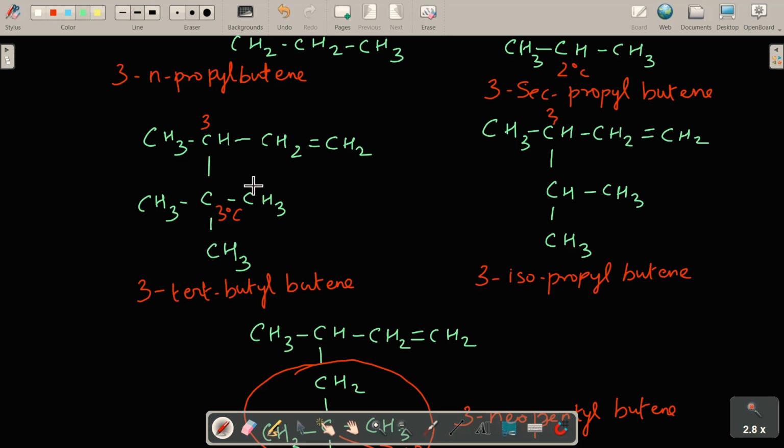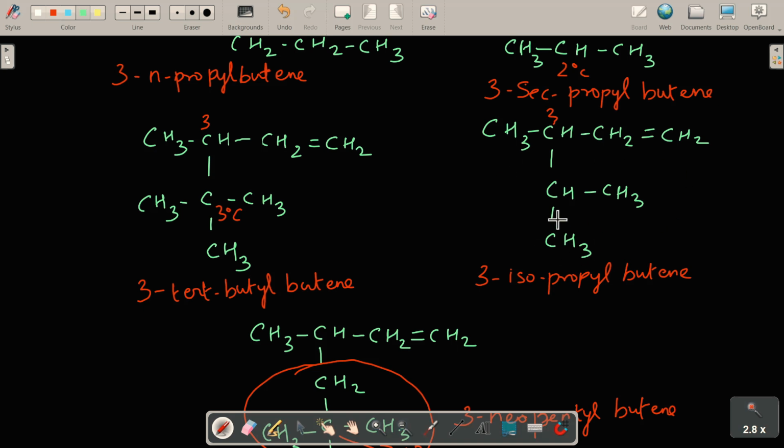Okay. When you take this compound, it is a tertiary carbon atom. So it is 3 hyphen tertiary butyl. It is 1, 2, 3, 4. You have 4 carbon atoms attached. So it is a tertiary butyl group. Tertiary butyl butene.